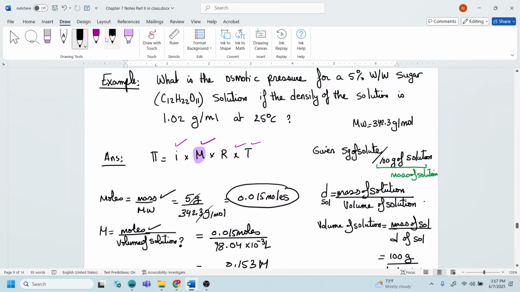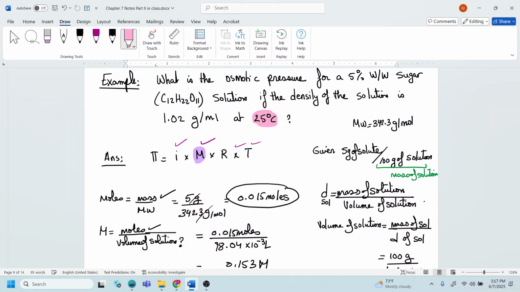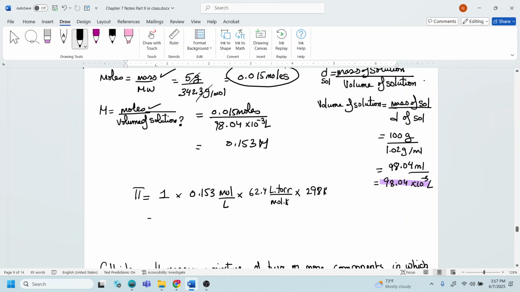How did I get this? You are given the temperature in Celsius, you guys. This is 25 degrees Celsius. So the temperature is equal to 273 plus 25, and that is equal to 298 Kelvin. So we're going to substitute that here. Do your calculations, and the osmotic pressure now is 2845 torrs.